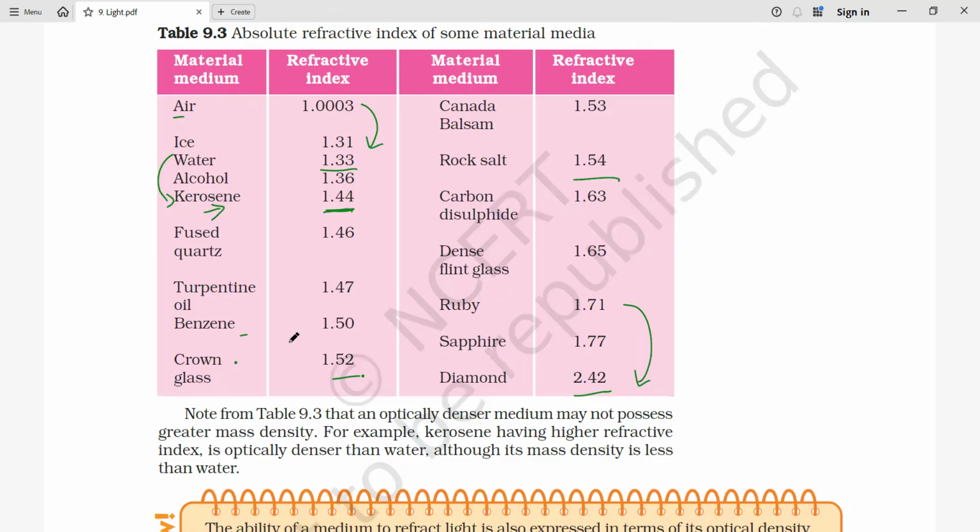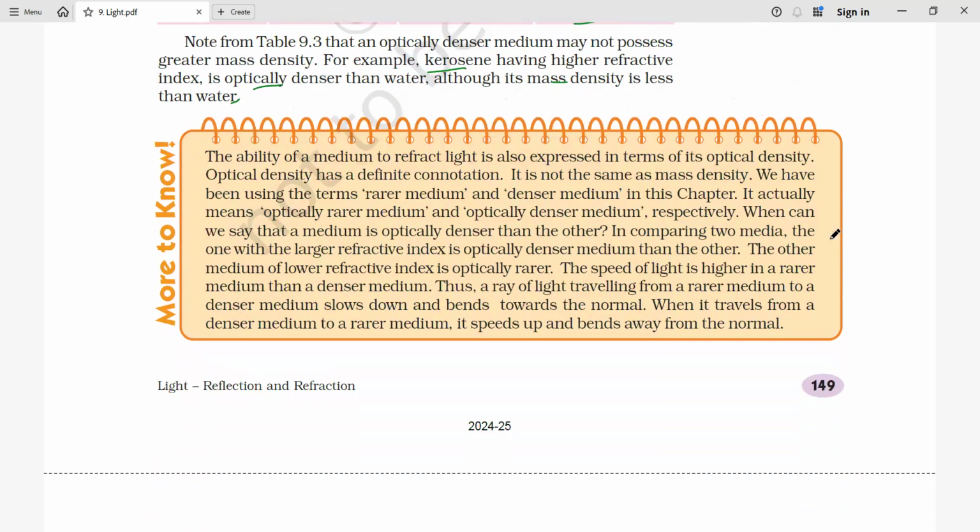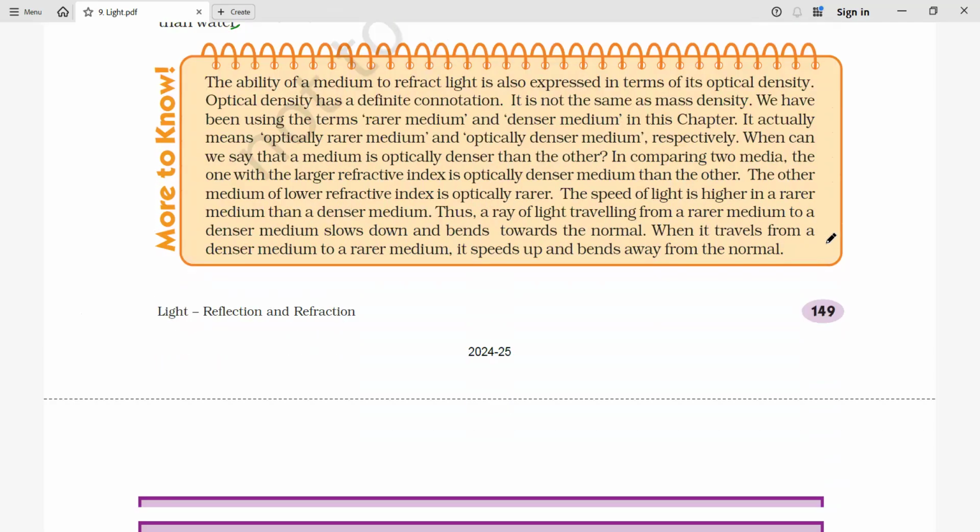Okay. But it is not related to mass density, it is the optical density. So here if you observe, kerosene has a high refractive index, which means it is optically denser, but the mass density of kerosene is less than that of water. So this is not mass density, we are talking about optical density. So that is the thing here.